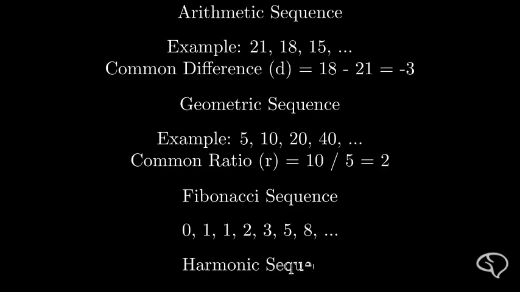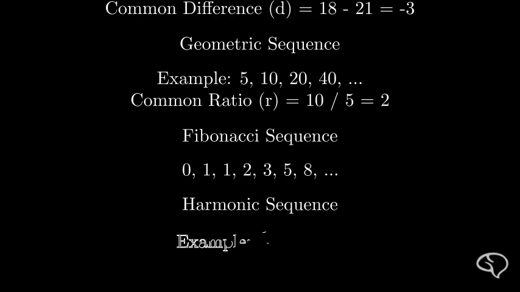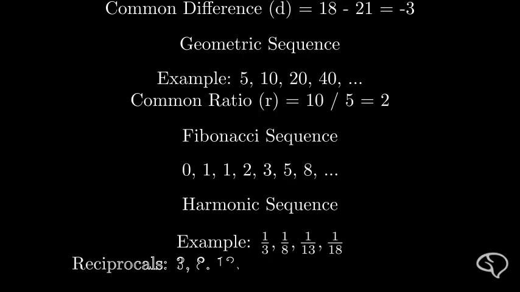Finally, we have the harmonic sequence. A harmonic sequence is defined by the reciprocals of an arithmetic sequence. If you take the reciprocal of each term in a harmonic sequence, you get an arithmetic sequence. For example, the sequence 1/3, 1/8, 1/13, 1/18 is a harmonic sequence because its reciprocals 3, 8, 13, 18 form an arithmetic sequence with a common difference of 5.